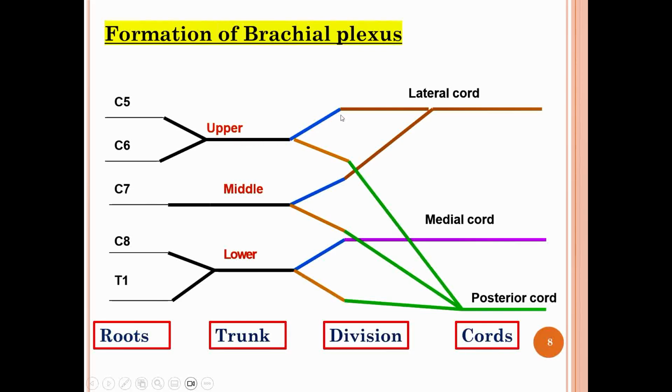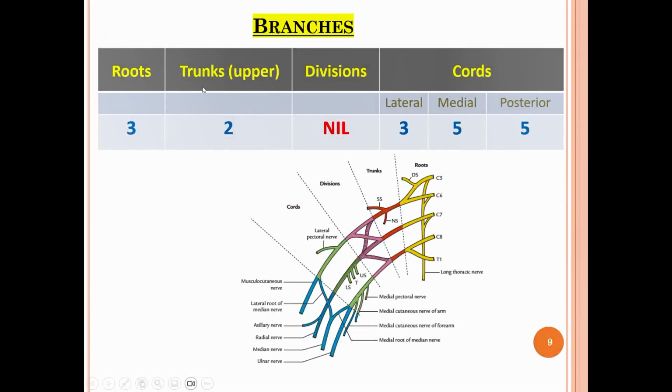Upper trunk anterior division and middle trunk anterior division form the lateral cord. The lower trunk anterior division continues as the medial cord, and the posterior divisions of the upper, middle and lower trunks continue as the posterior cord. So lateral, medial and posterior cords, again I am repeating, are in relation to the second part of the axillary artery. So if we see the branches, there are three branches which directly arise from the roots.